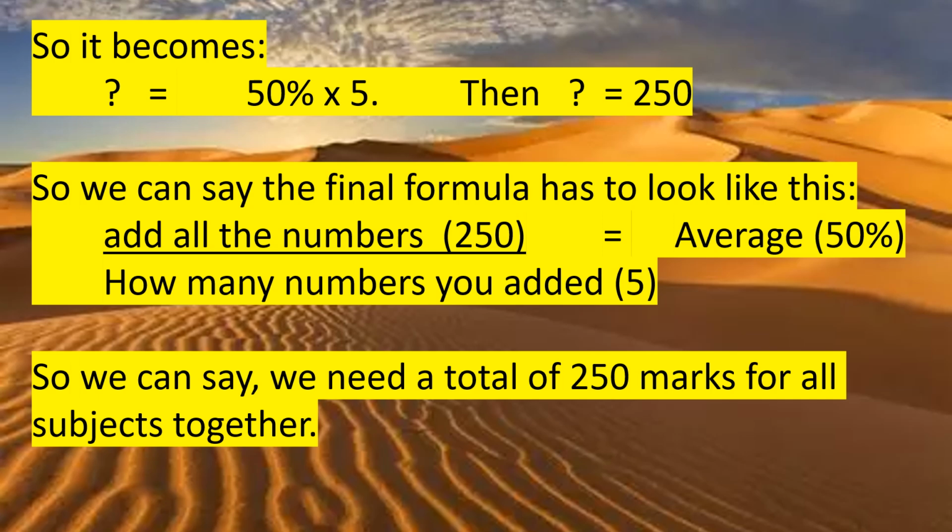So we can say the final formula has to look like this. We add all the numbers and they will come to 250. There are 5 subjects on the bottom, and out of that, the average will be 50%. So we can say we need a total of 250 marks for all subjects together.